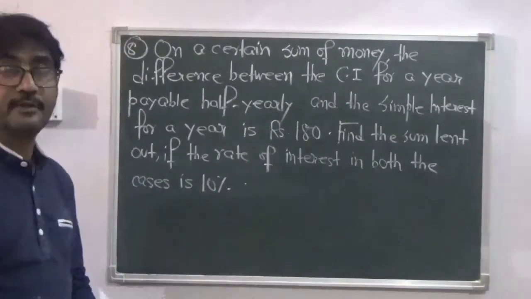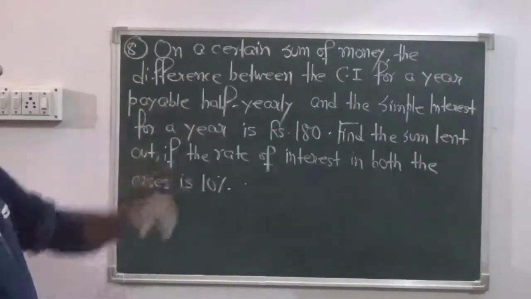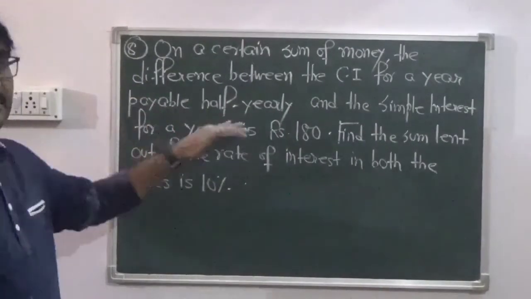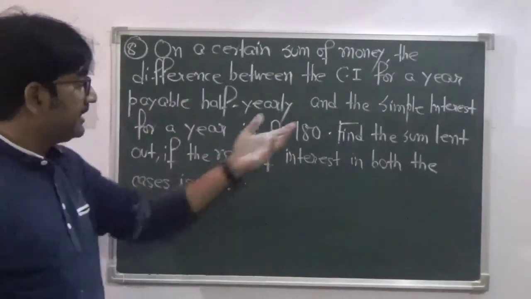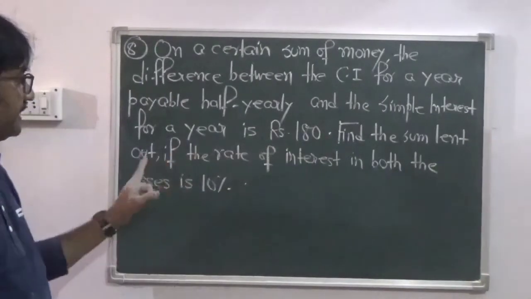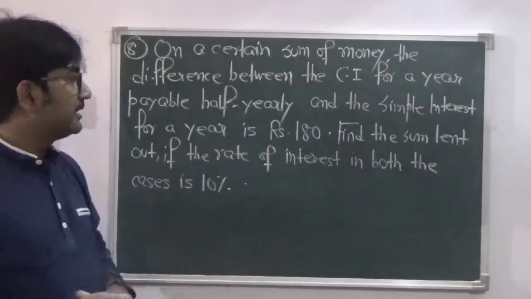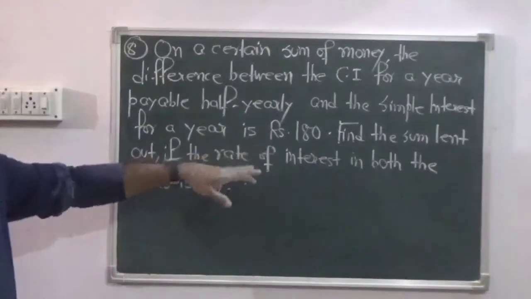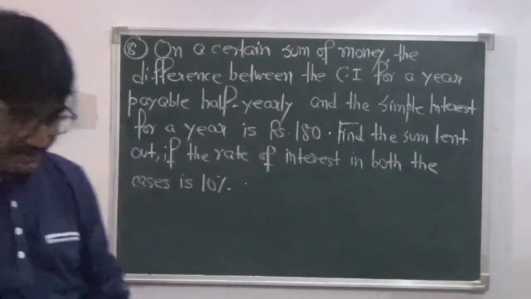So in this case I need to rub the board. The question is big enough to cover the entire board. So on a certain sum of money, the difference between the compound interest for a year payable half yearly and the simple interest for a year is 180 rupees. Find the sum lent out if the rate of interest in both the cases is 10%. Very simple. Compound interest we will have to calculate half yearly, simple interest as it is, and the difference is given as 180. So let us proceed.